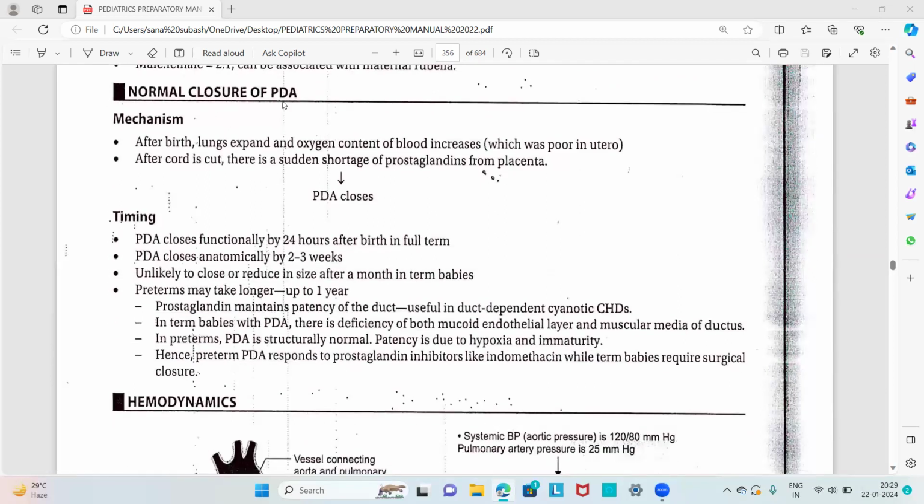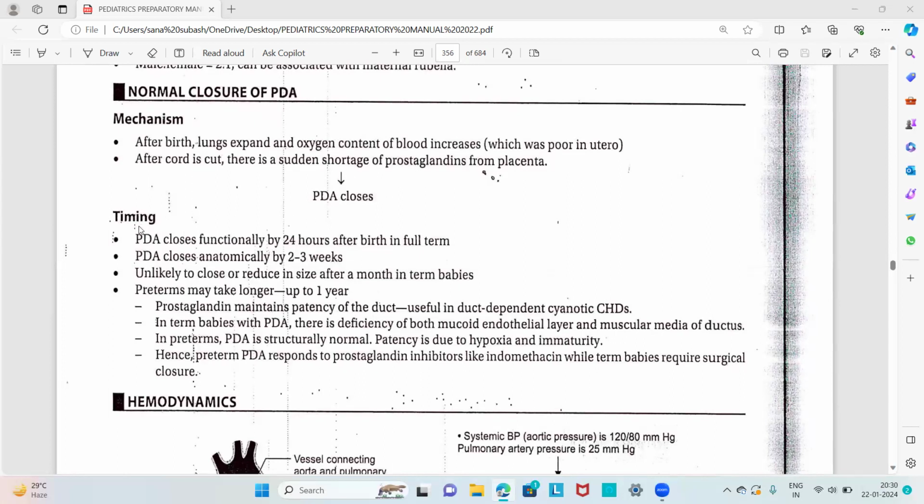The normal closure mechanism of the PDA after birth: the lungs expand and the oxygen content of the blood increases, which was poor in utero. After the cord is cut, there is a sudden loss of prostaglandin from the placenta. These two factors result in the closure of the PDA.